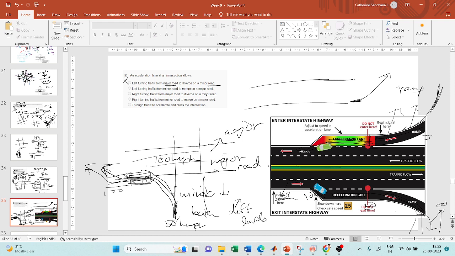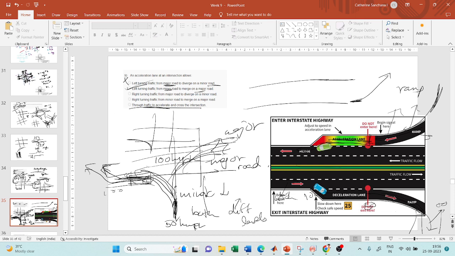Left turning traffic from minor roadway to merge on a major roadway. It is basically for left turning traffic. I told you, right? It is for a vehicle traveling on the minor roadway to make a left turn. To make a right turn, you cannot be provided with an acceleration lane, because it is difficult. So it is usually for left turning traffic traveling from a minor road to a major road. This is the correct answer.